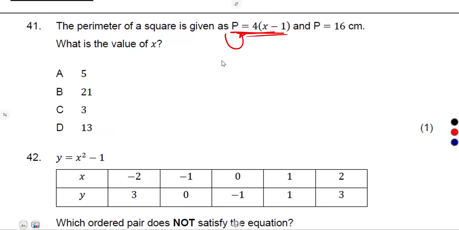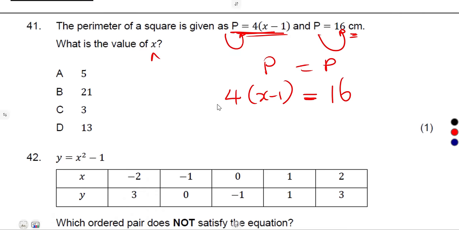The same thing is given as 16 as a numerical value. So what is X? Guys, we are just writing the same thing in 2 different ways or 2 different manners. The one is an algebraic expression, the other is a numerical value, but they represent the same thing. Therefore, they are equal.